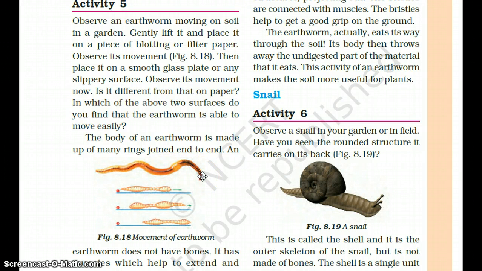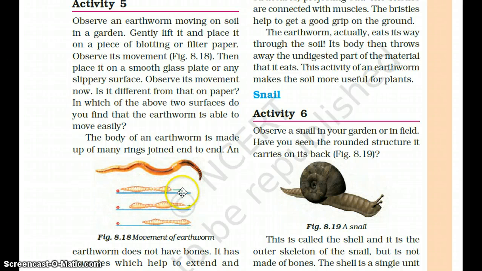And the earthworm, on its undersurface, that is lower surface, has tiny hair-like bristles, and these bristles are also connected with the muscles. This helps the animal to find grip on the surface, or the soil, when it is moving on the ground. So it has muscles to contract and relax, and it has bristles to find a grip. So how does this earthworm move?